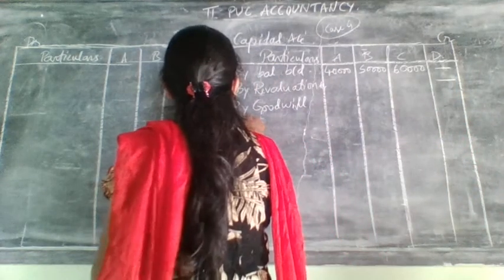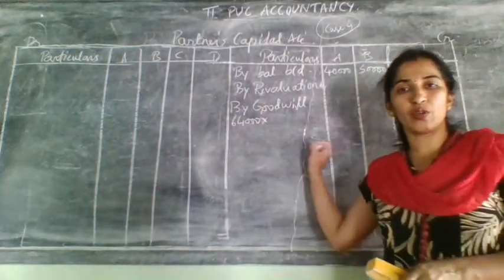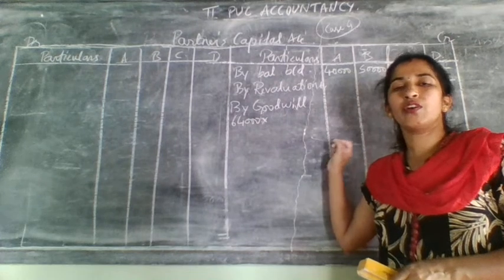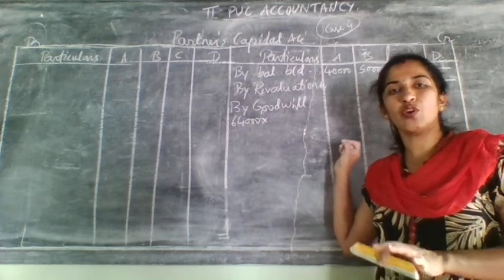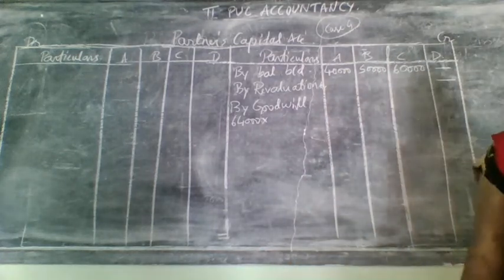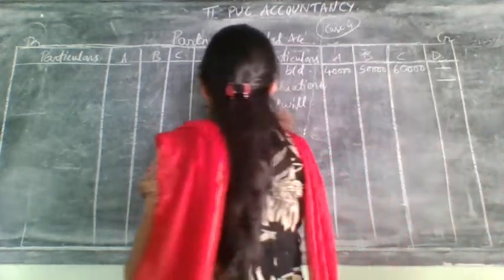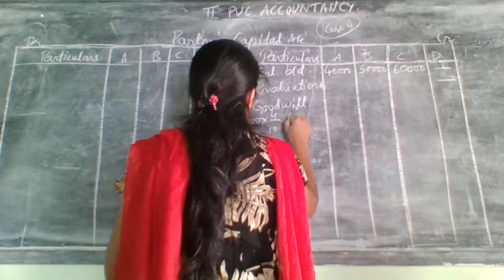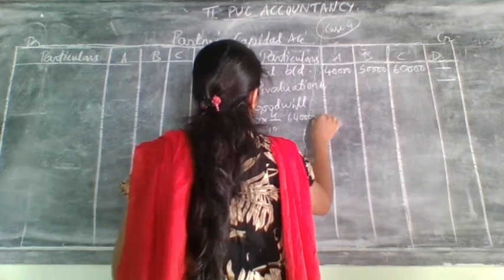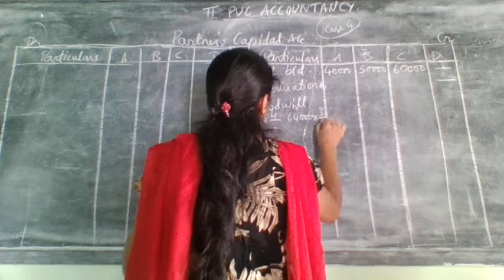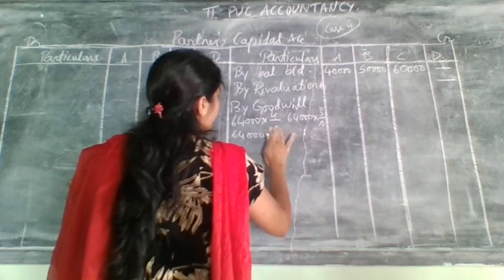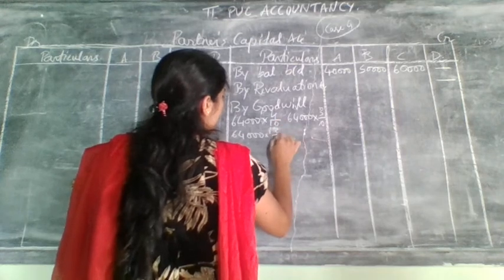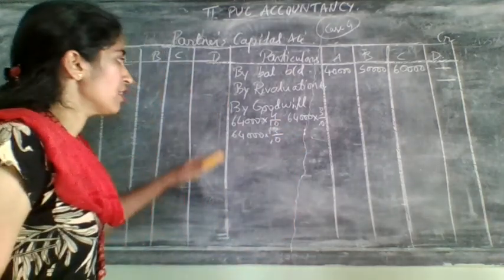64,000 into their old ratio. I told you, case 3 and 4 for the distribution of goodwill. You need to consider which ratio? Old ratio. That is how much? 4:3:3. That is 4/10, then 64,000 into 3/10. And for one more person, that is 64,000 into 3/10, for all the 3 partners.